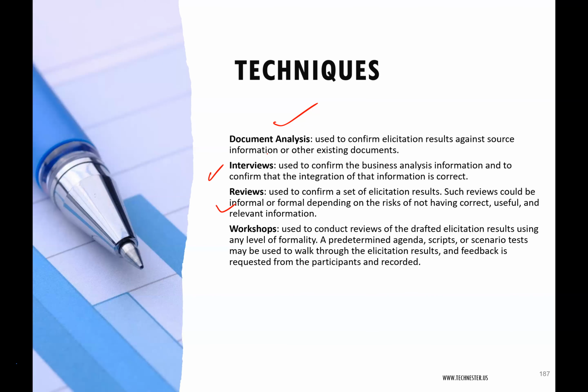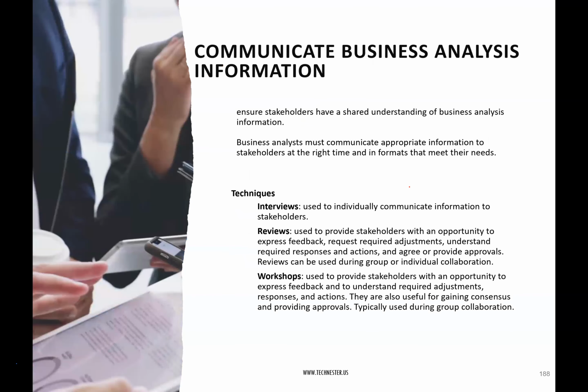After you've confirmed the elicitation results, the next step is just to communicate the business analysis information. So communicate all the things you have elicited, right? The BAI. You want to communicate that to the stakeholders. So in this case, what you are striving for is to ensure that your stakeholders have a shared understanding of the business analysis information. Right?